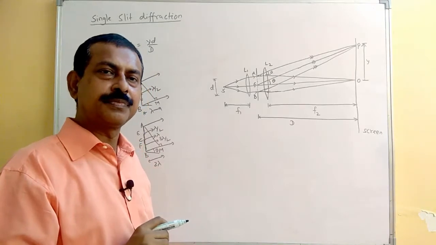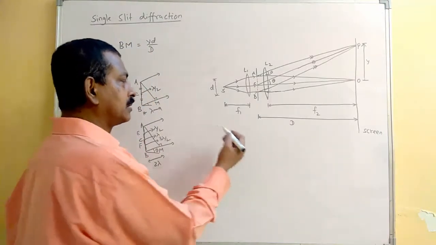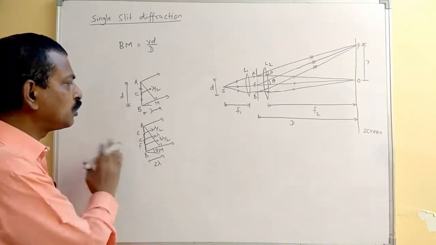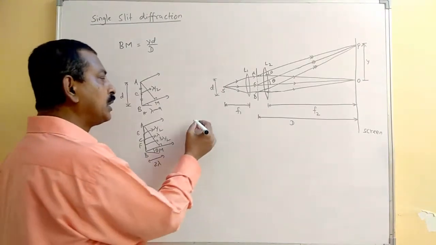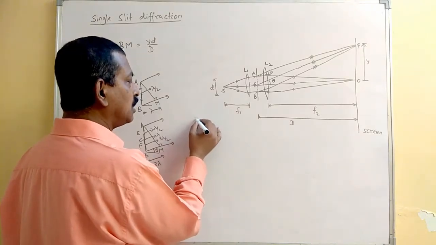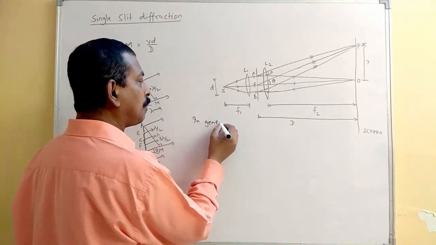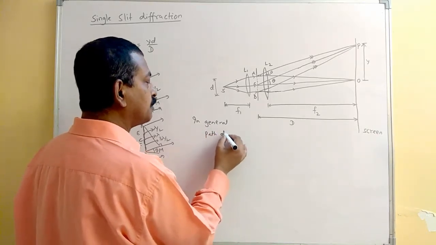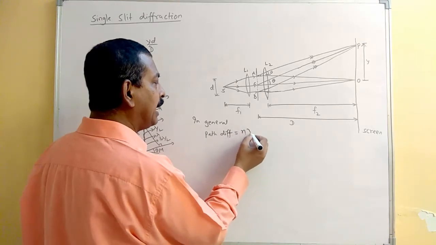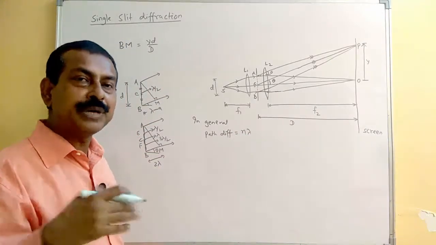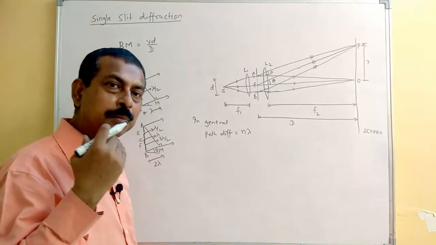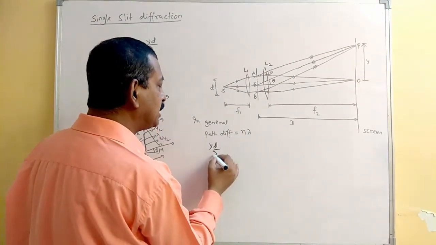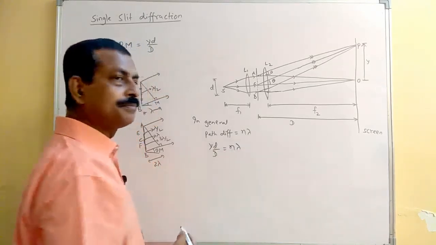Let's take now another case. Or we can take it in general. For this particular case also we can get the condition. So in general, if the path difference is n lambda, what are we getting? We are getting points of secondary minima there. What was the path difference? This was the path difference, yd by D. So this is your n lambda.